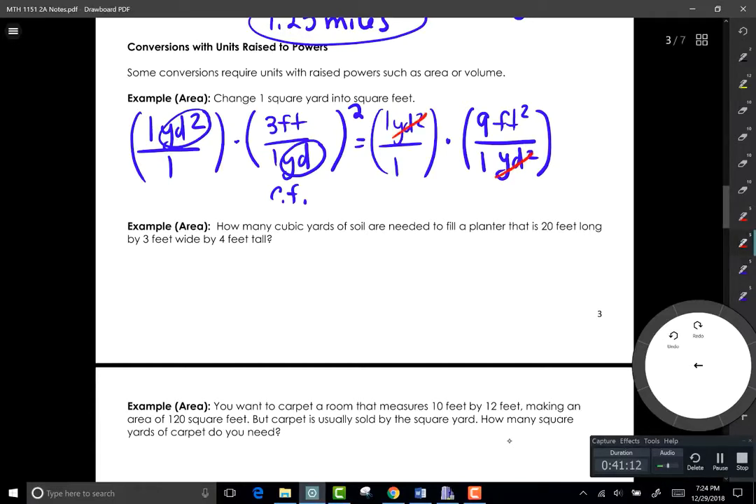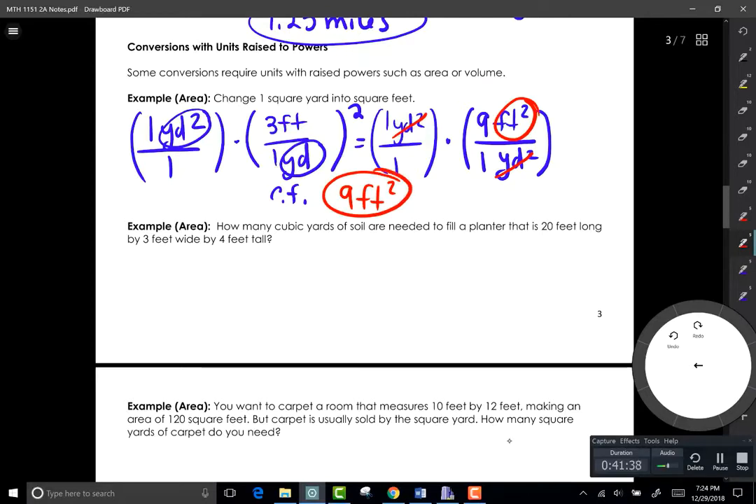So on my calculator, I'm going to take 1 divided by 1 in parentheses times 9 over 1 in parentheses. And I'm going to be left with feet squared, which is what we wanted. So I have 1 yard squared is equal to 9 feet squared.